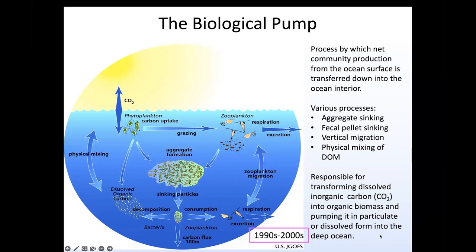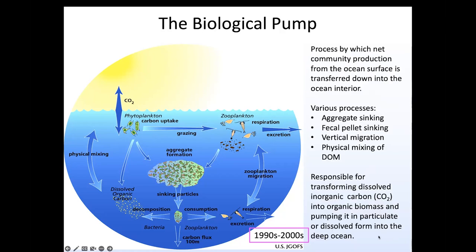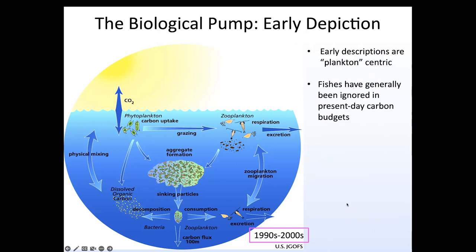But this biological pump is responsible for transforming dissolved inorganic carbon, this carbon dioxide, into organic biomass through the process of photosynthesis, and then through grazing processes, pumping that into particulate and dissolved forms into the ocean's interior. So the biological pump is where this carbon is going out of the atmosphere into organic particulate carbon and then eventually getting exported down into the deep ocean. And you know, not a lot of carbon gets down there, so we have to think about that as well.